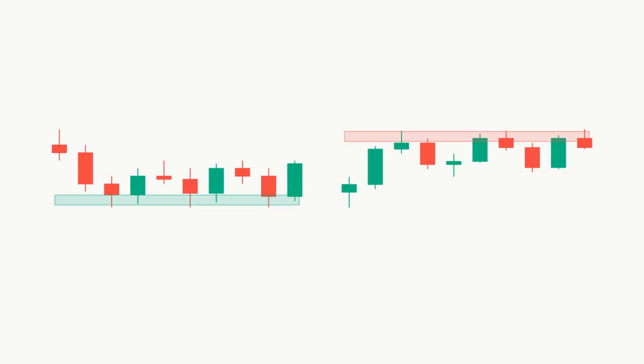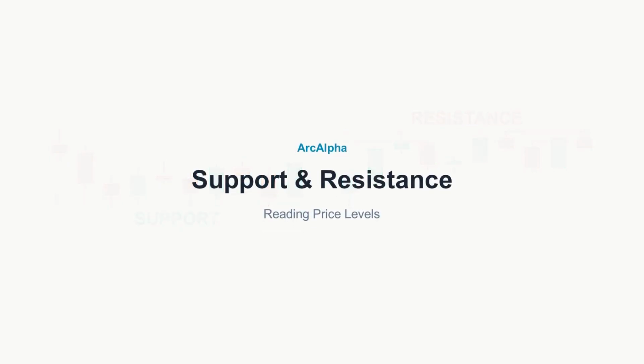Why does this stock keep bouncing off $100? Why does that one keep getting rejected at 50? Prices don't stop at those levels by accident. These are support and resistance, price zones the market returns to again and again. By the end of this video, you'll spot them on any chart, read them, and know why these zones are the ones the market keeps coming back to.